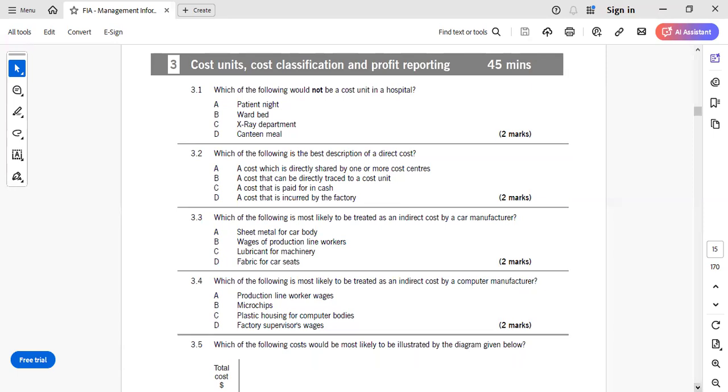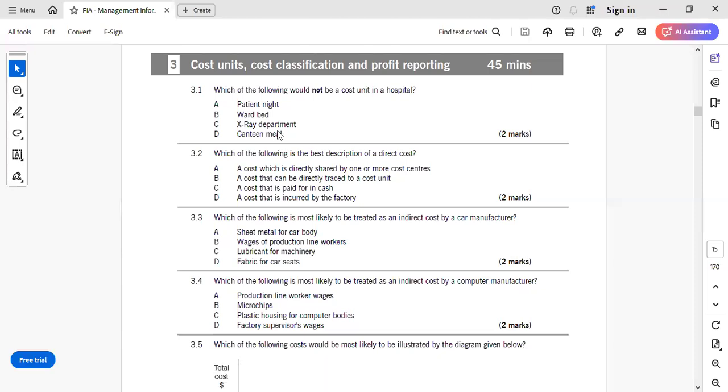Today we are going to start MA1 kit practice questions. First chapter is cost units, cost classification, and profit reporting. Question number one, which one of the following would not be a cost unit in hospital?